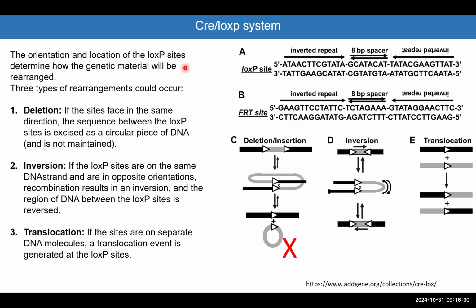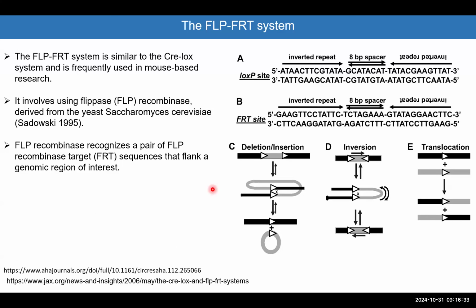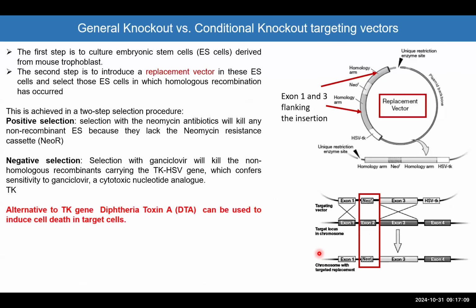Okay, now, the FRT flipase is the exact same thing, and it does the same function. The only difference is, as I said, the flipase comes from Saccharomyces cerevisiae, not from the bacteriophage. And the FRT sites are exactly like the LOXP sites in terms of function. They are different in the sequences. Okay. Now you will see that we will merge both the LOXP, Cre, and FLP, FRT systems together when we are generating the inducible knockout animals.